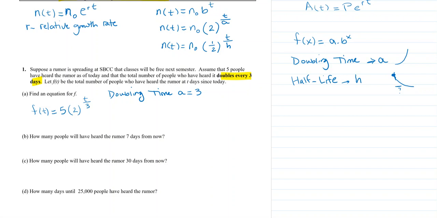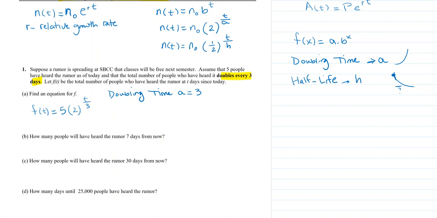See, you can check this. At time 0, 2 to the 0 is 1. 5 people have heard it. After 3 days, if you plug in 3 for t here, you get 3 over 3 is 1. Then 2 to the first power is 2. 5 times 2 is 10. See, it doubled after 3 days. So this function represents, models this situation.